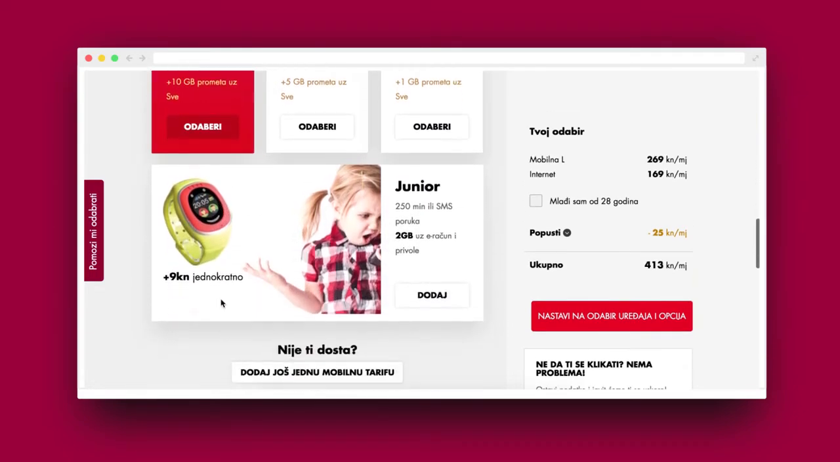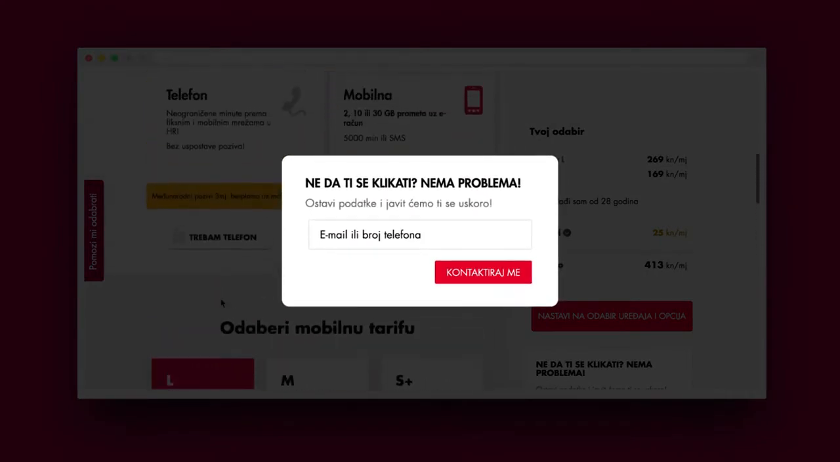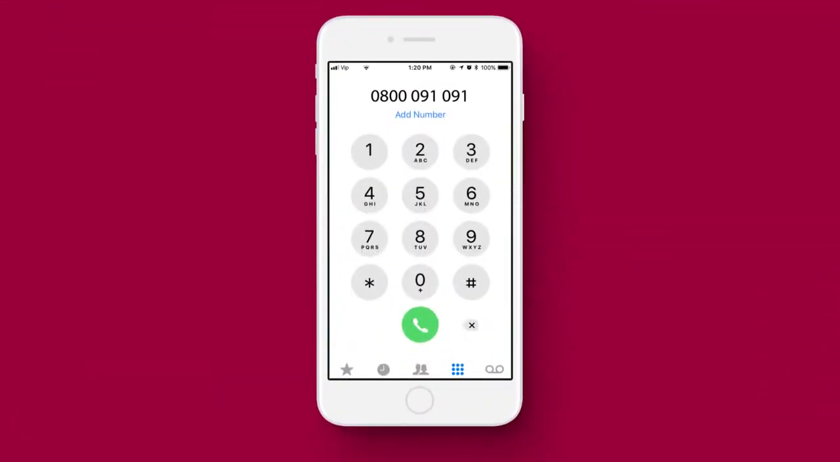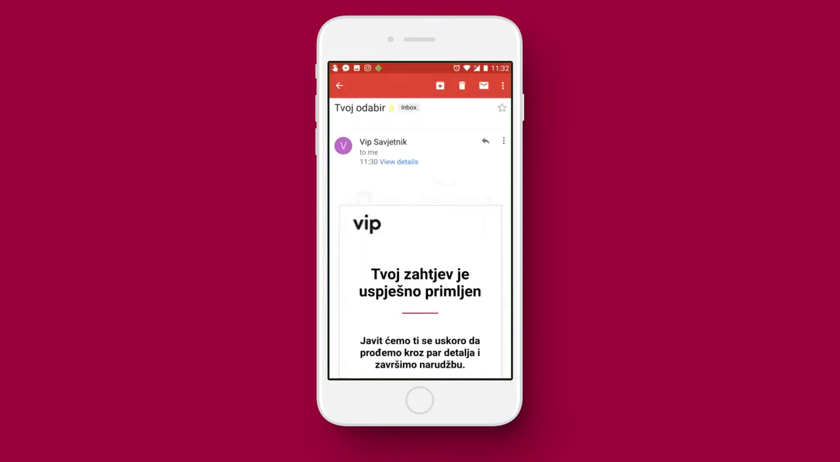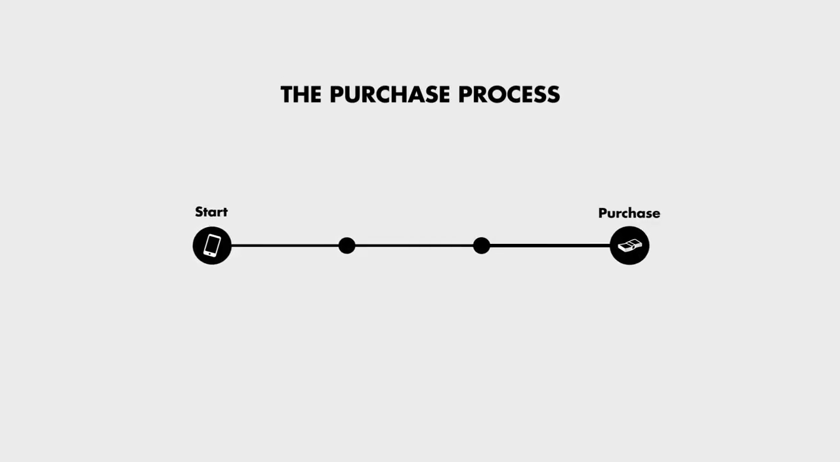Remember our users who don't like to click around and order telco services online? With just one click, they can get help from an agent, ask for advice over the phone, email, chat, or in person at the nearest Vipnet center. And of course, we modified the system to allow the agent to continue the purchase process from the point where the user stopped on the website.